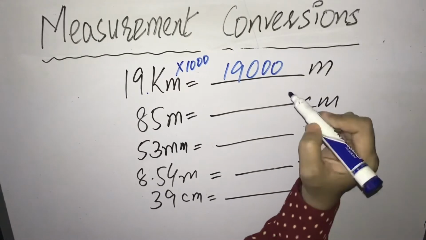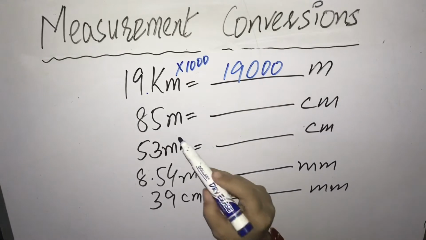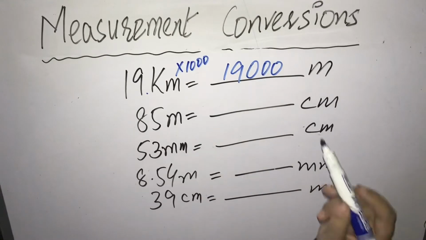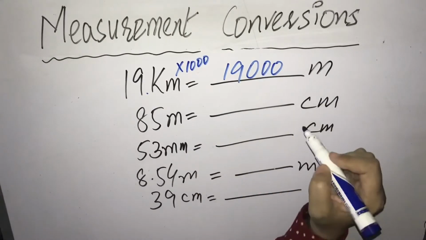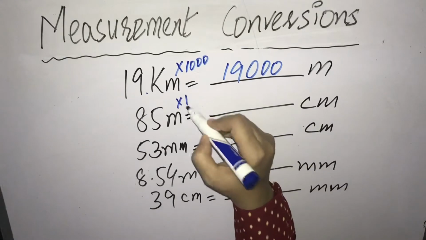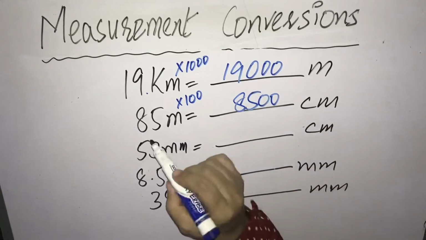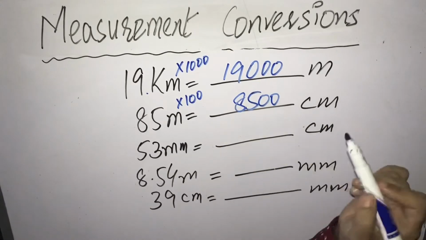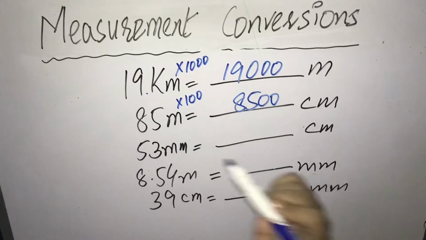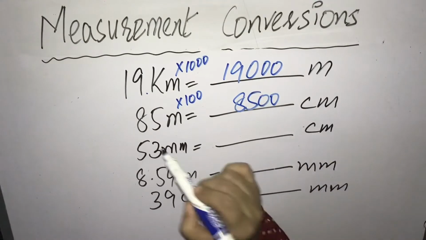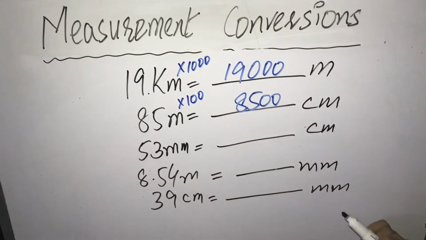or in other words 19,000. The relation between meter and centimeter is 100, but we are going towards a smaller unit. We shall multiply with 100 and our answer will be 8500, or in other words 85 meter equals 8500 centimeter. 1 meter is 100 centimeter, 85 meter is 8500 centimeter.